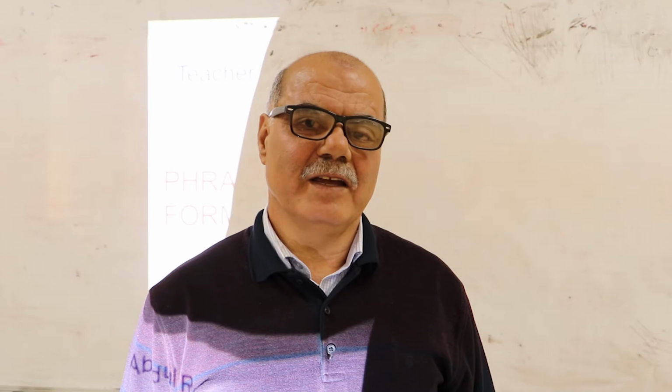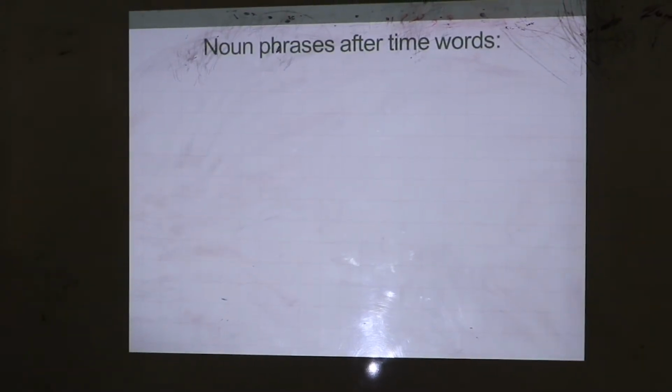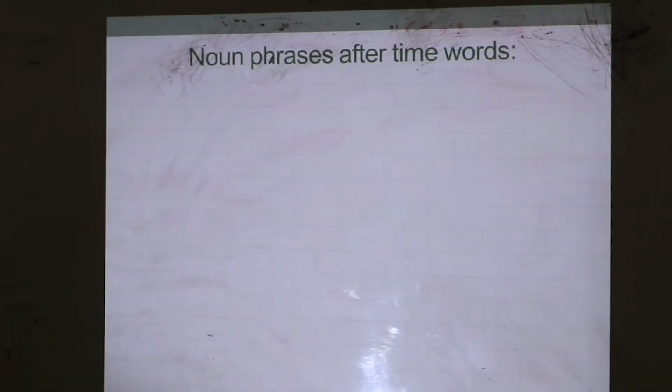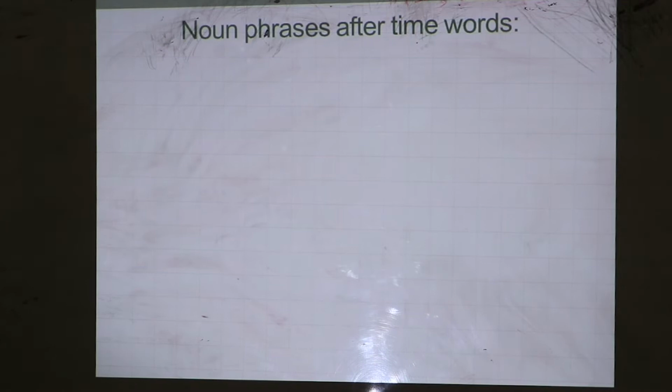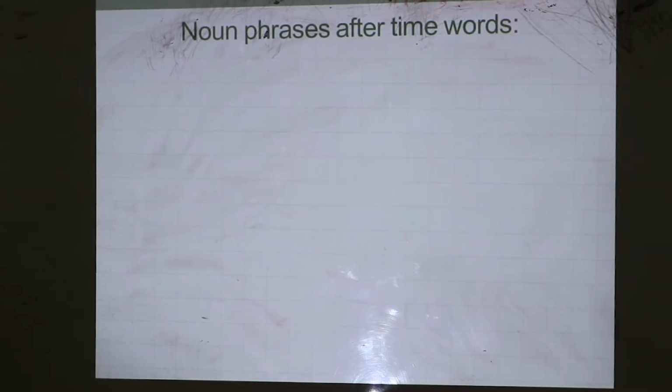Prepositions followed by the ing form. Okay, now, hello everybody. Good morning. We discussed in the previous lesson some time words followed by the ing form, like while, when, after, and before.